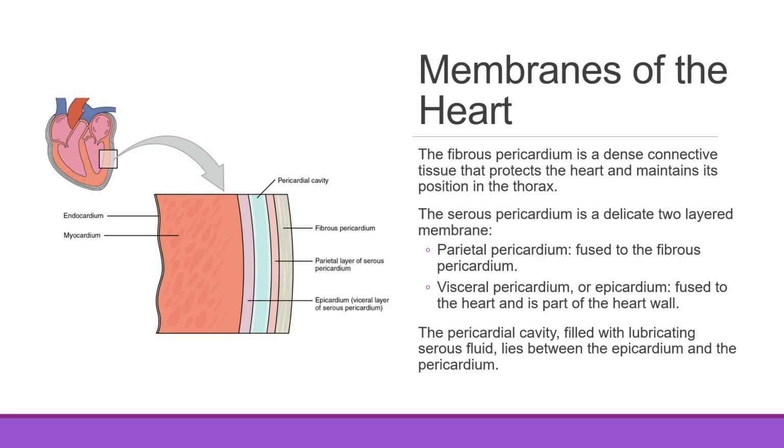The space in between them that's blue, that's the cavity where that fluid is. And that's where that lubricating fluid is. It's allowing those two membranes to slide past each other. When they don't slide correctly, it creates a condition called pericarditis.